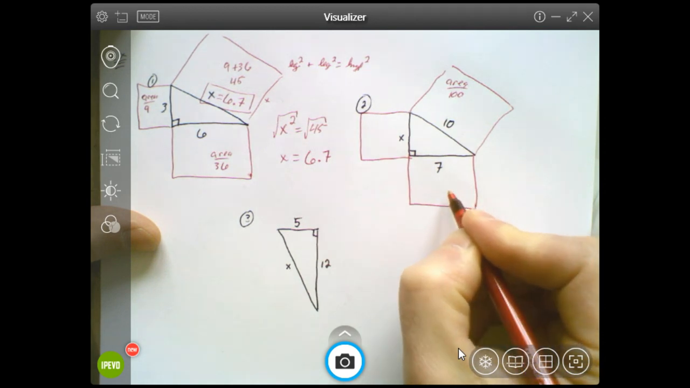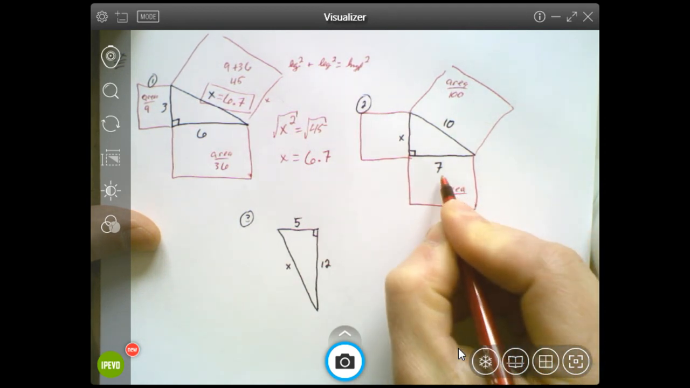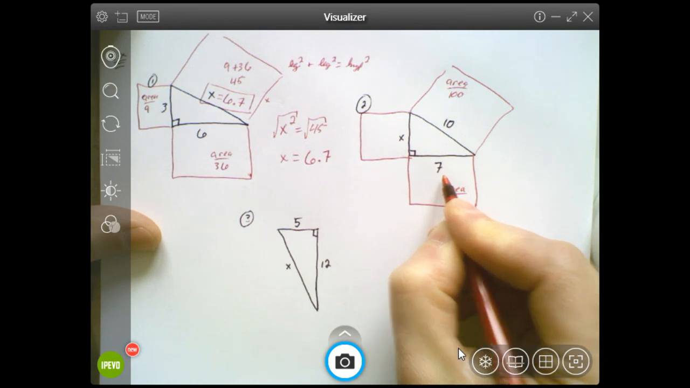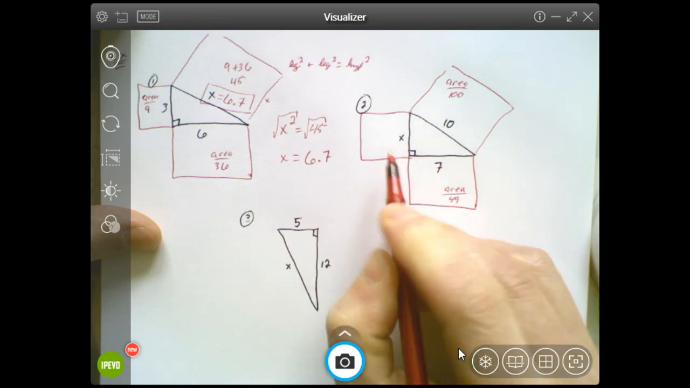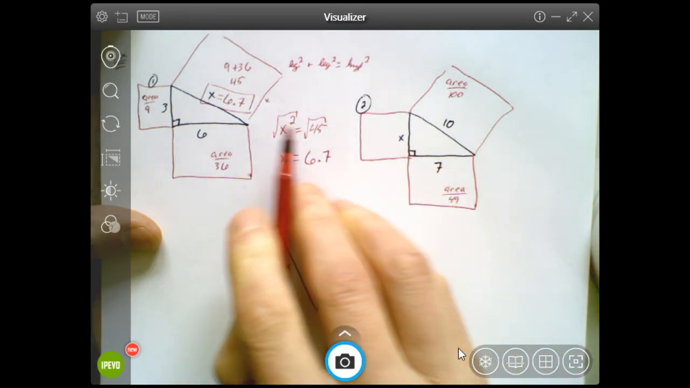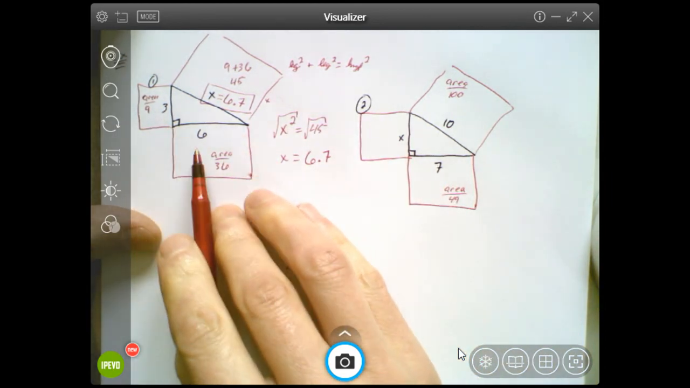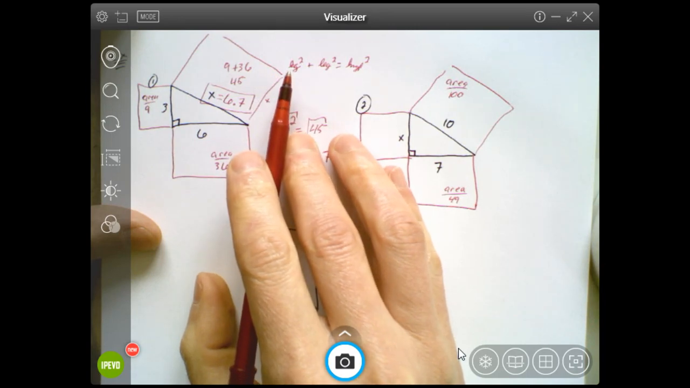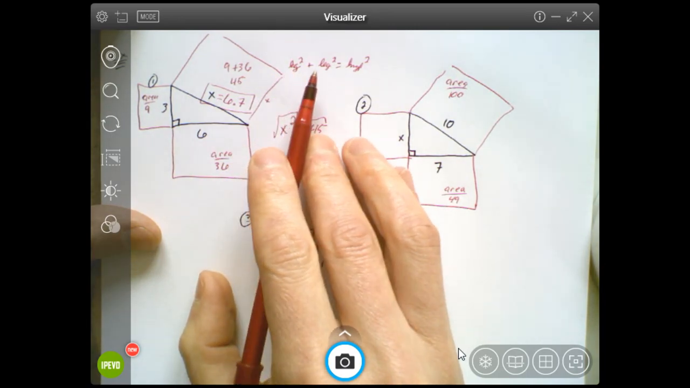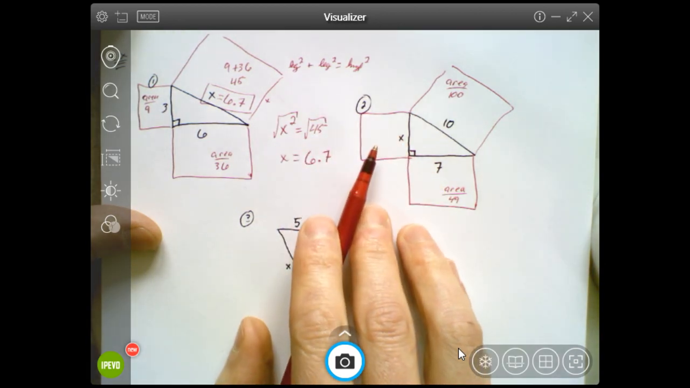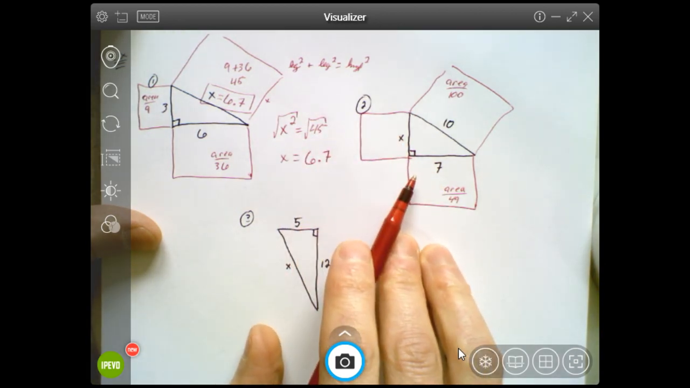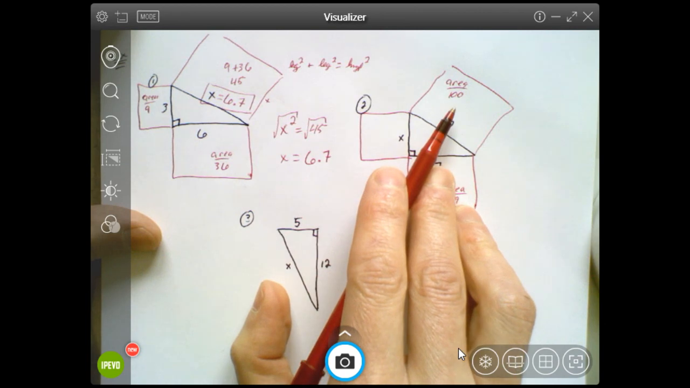Here I can find the area because I have this number. So to find the area here, you're taking this number squared, or 7 times 7 is 49. And then we got to find this area. Now over here what we did is we added, but that's because the theorem says leg squared plus leg squared equals the hypotenuse squared. So it's this thing plus this thing should equal 100.